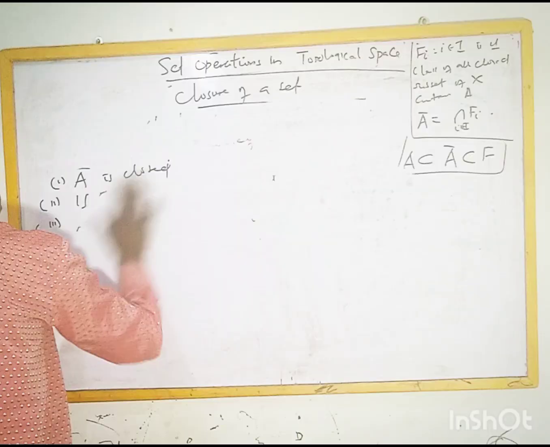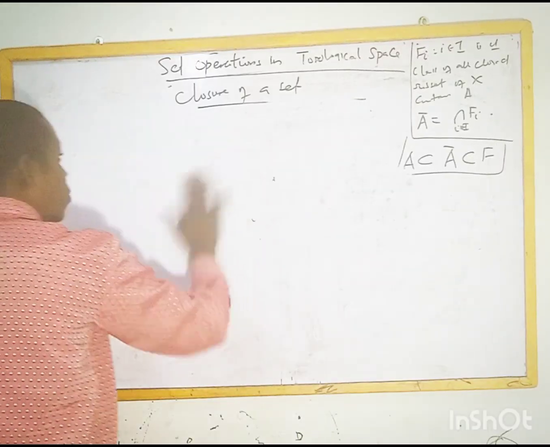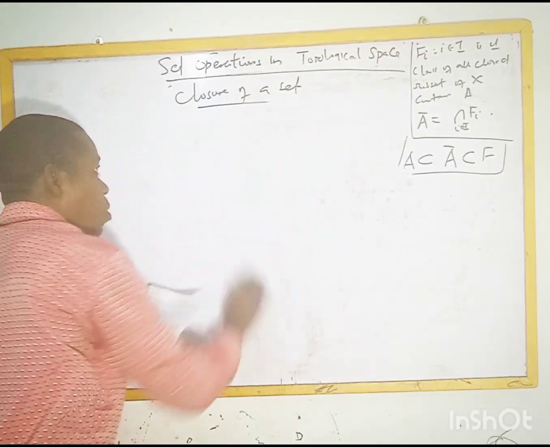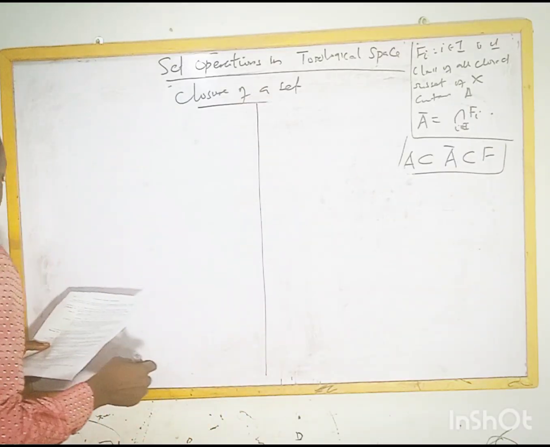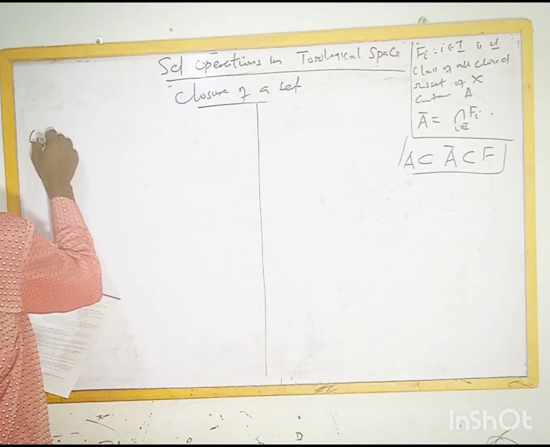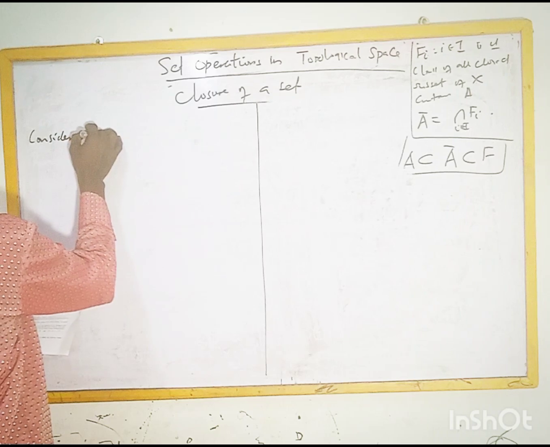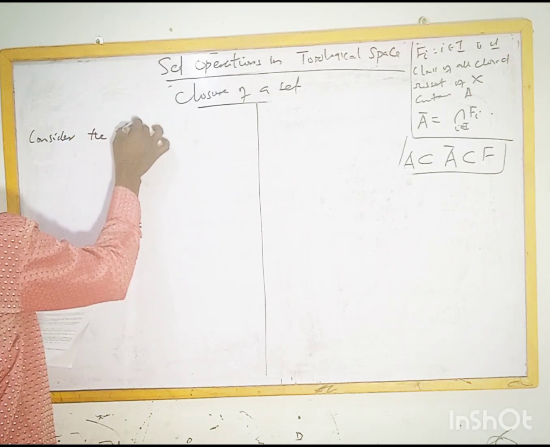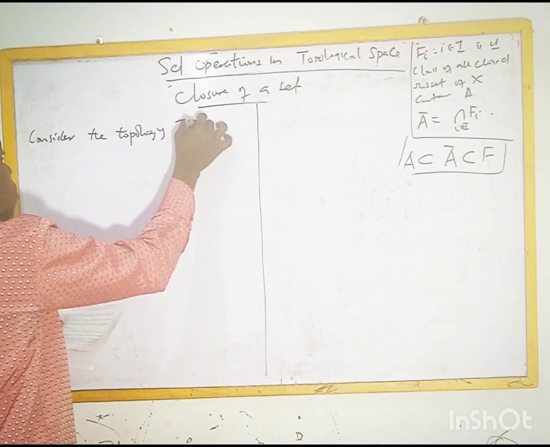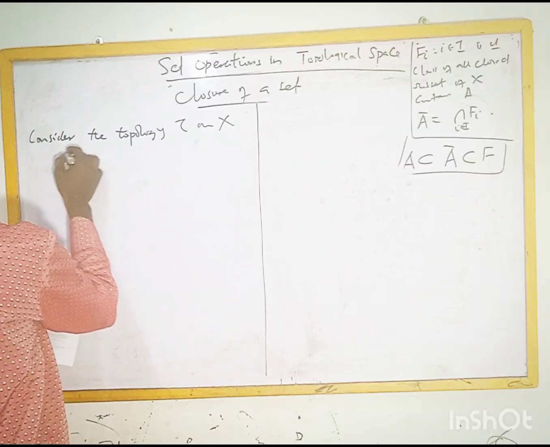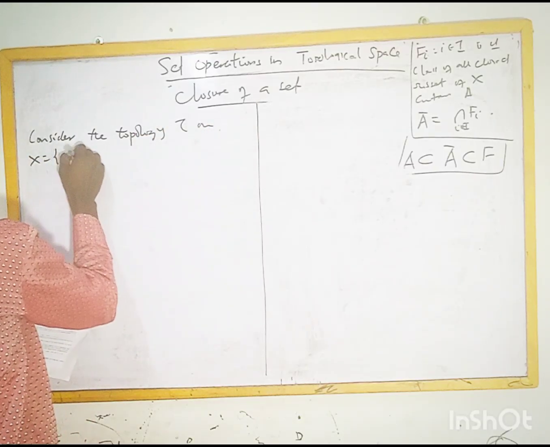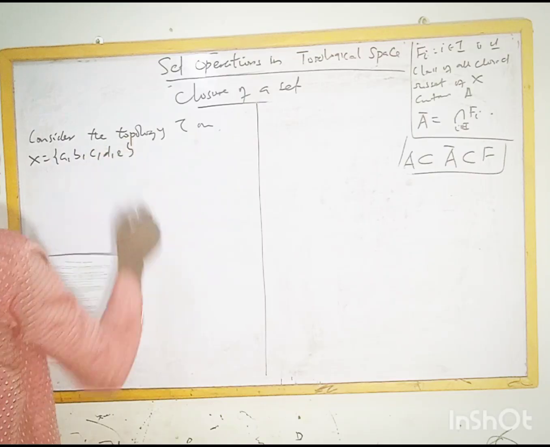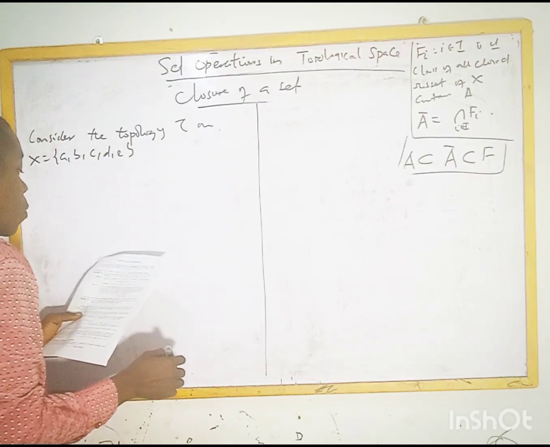To illustrate this, let me look at an example like that. The example says: consider the topology on X, which is the same as on X, given as A, B, C, D, E. Do you see that? I got that.